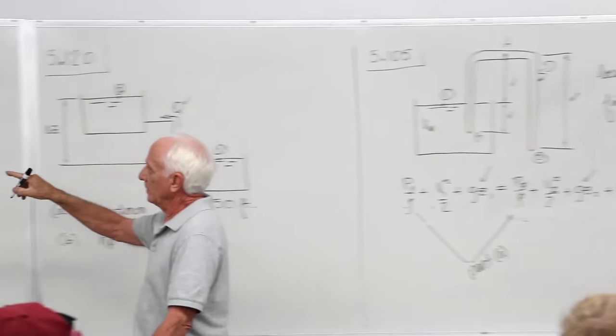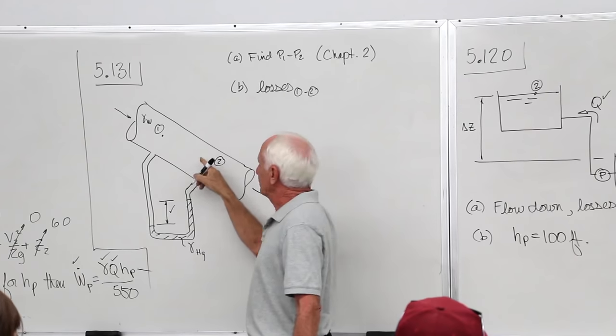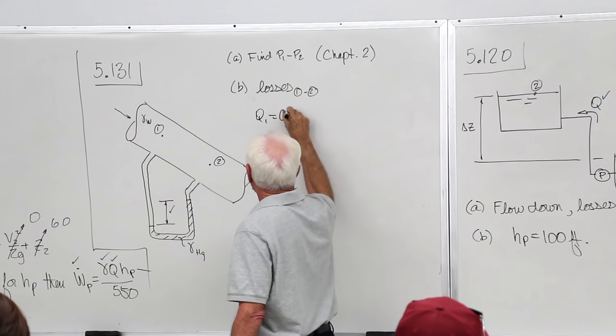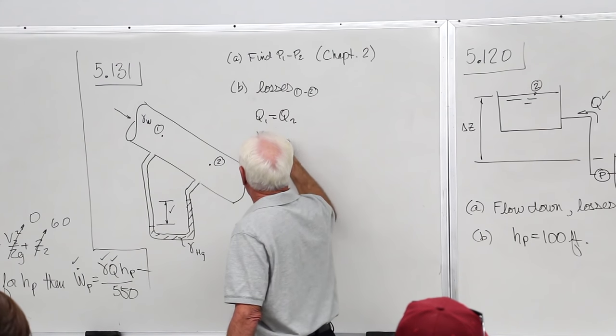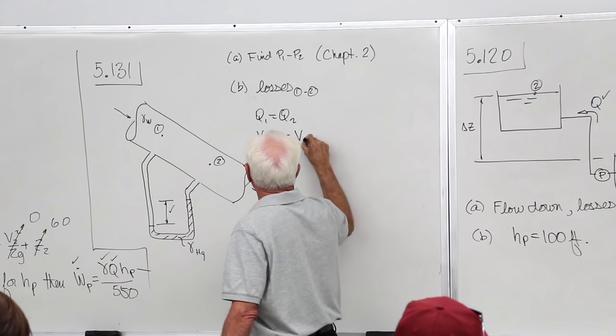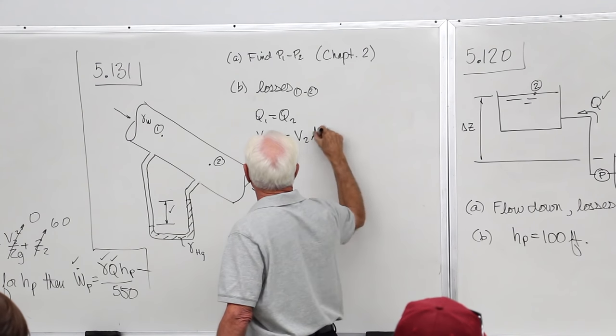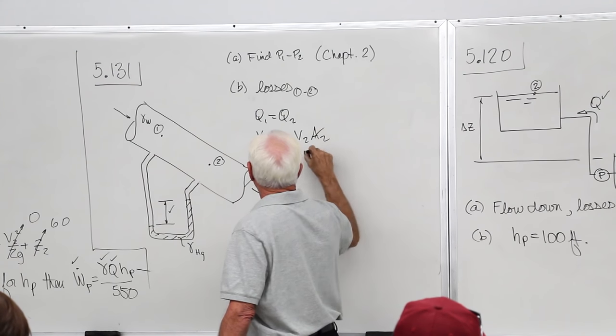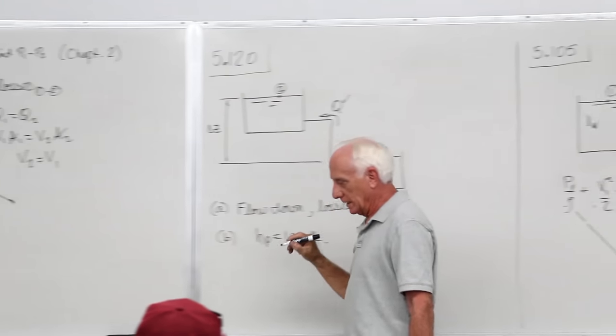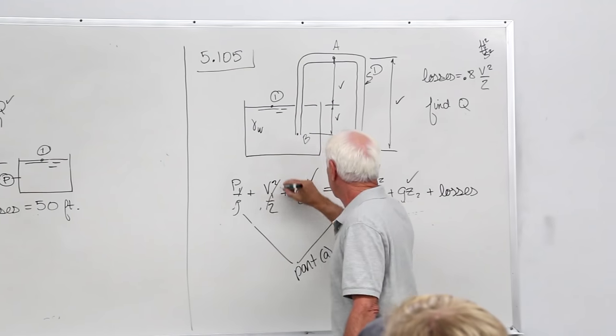Conservation of mass. Q1 equals Q2. V1 A1 equals V2 A2. Cancel, same diameter. Conclusion: V2 equals V1. Okay. Cancel, cancel.